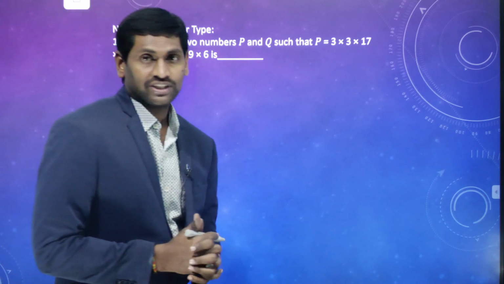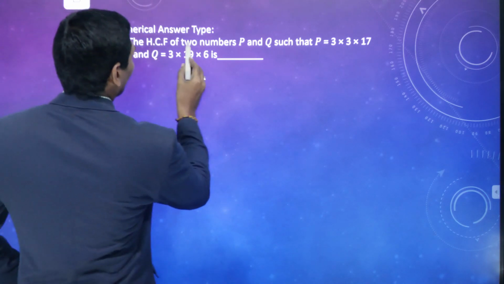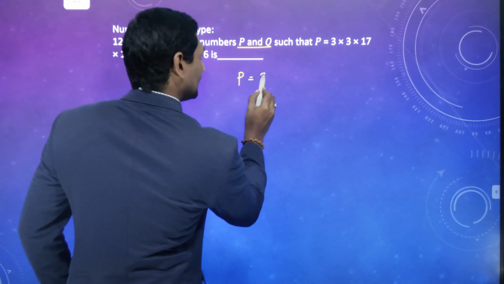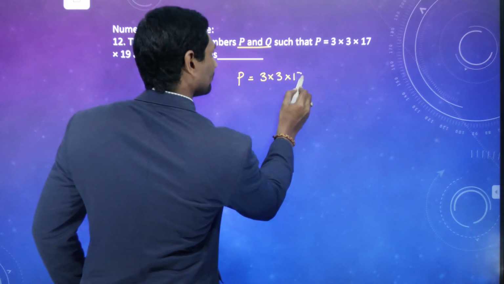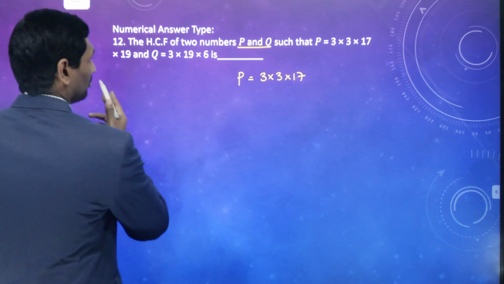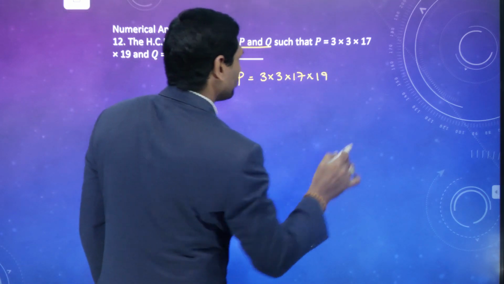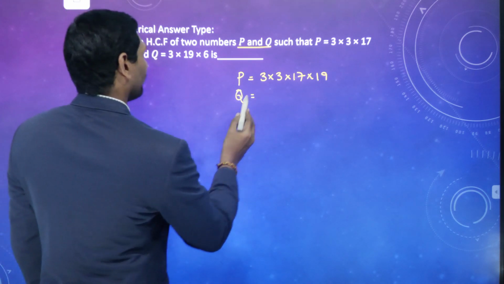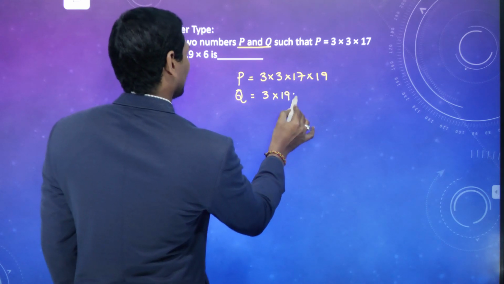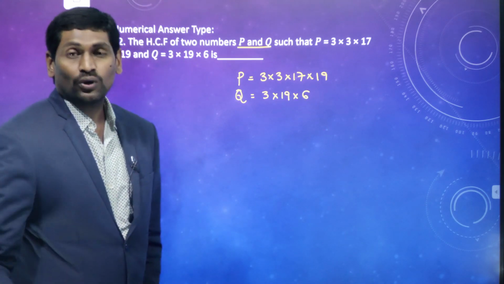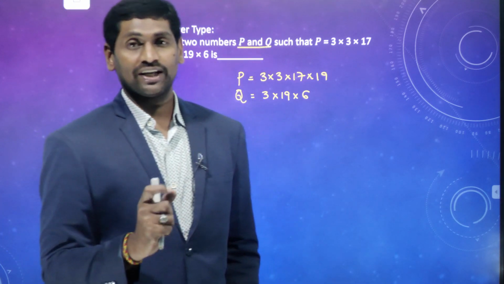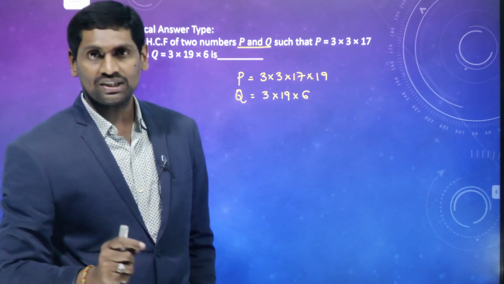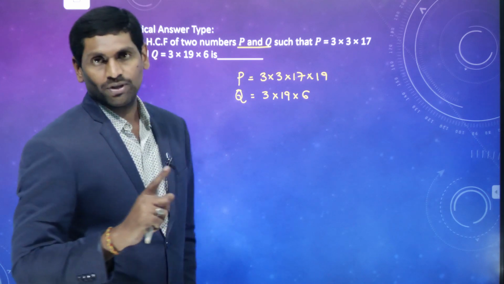Yeah, numerical type of questions. It is given that the HCF of two numbers p and q, such that p is in the format of 3 into 3 into 17, and also into 19. So 3 into 3 into 17 into 19, and q is one more number, which is 3 into 19 into 6. To identify the LCM and HCF, try to check their prime factors. That means check whether all the factors are primes or not. Or else you need to convert them into prime numbers.